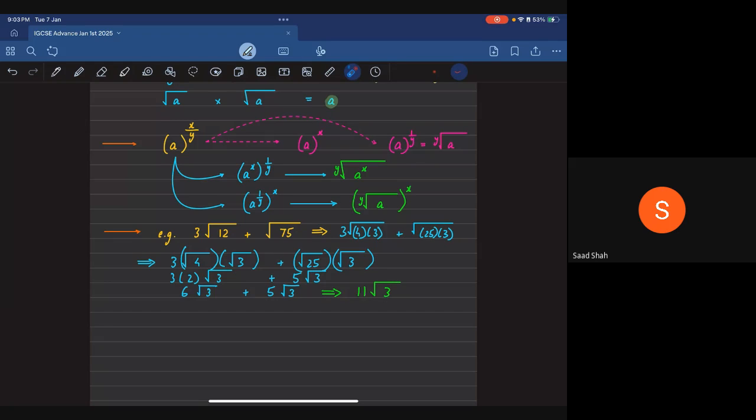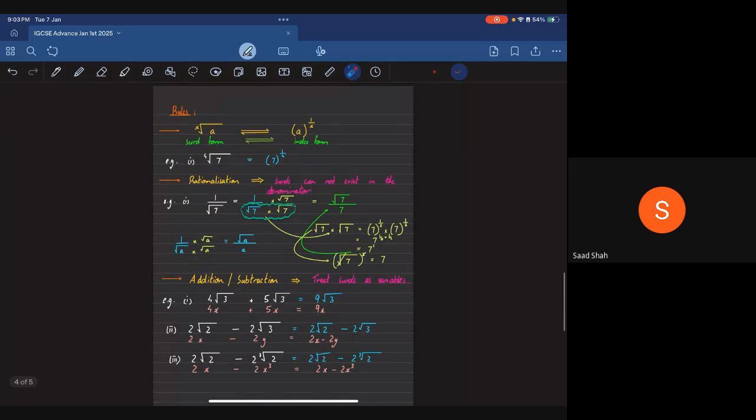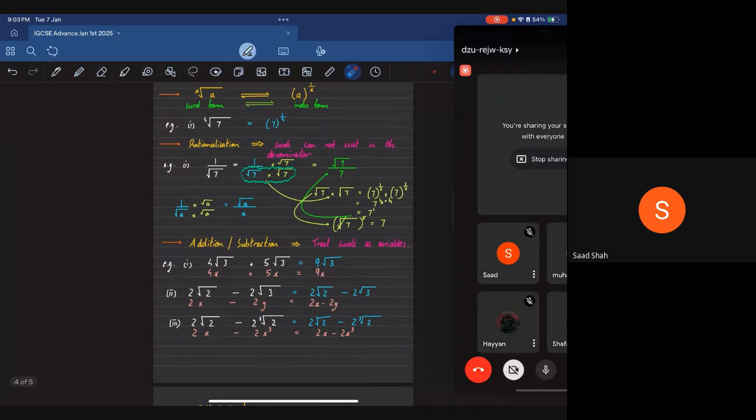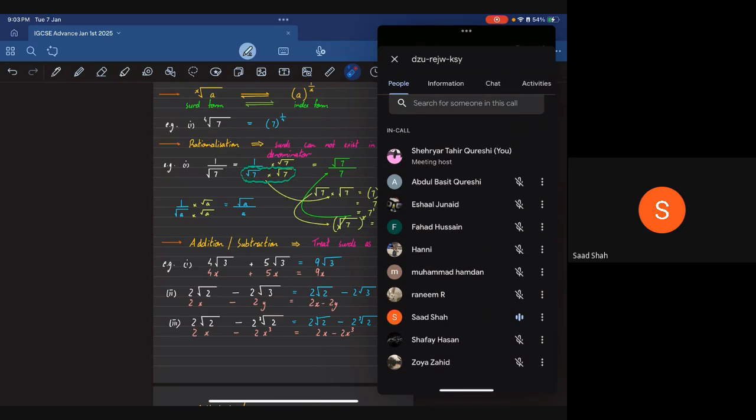Having said all that, if there are any questions, let me know. Is there anything anyone doesn't get? Let me know. Yes. So is there a major difference between questions in paper 4 and questions in paper 2?